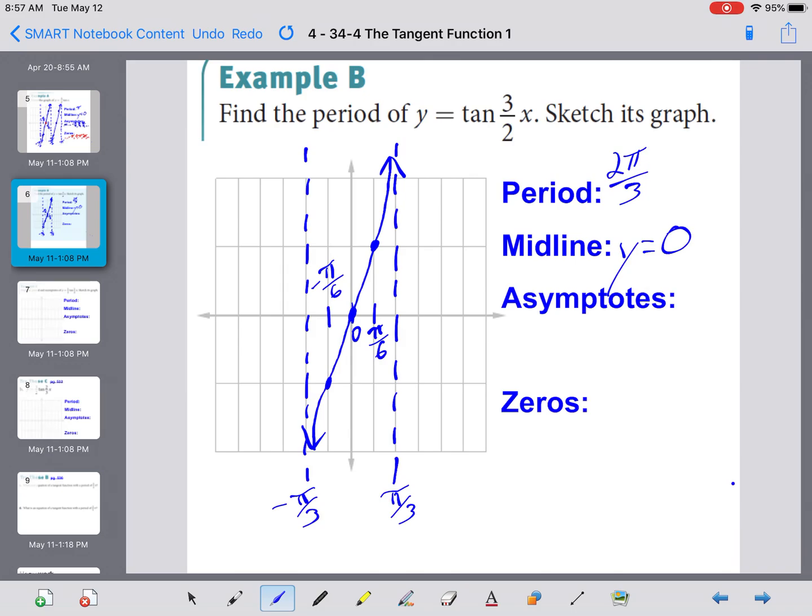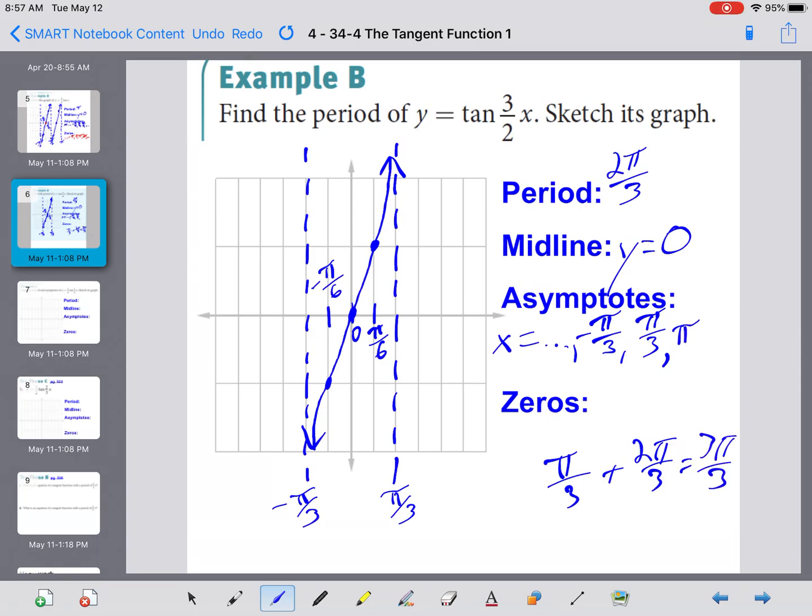Okay, asymptotes then. Let's label the ones we have. We know x equals, there's millions before it, but the first one we have labeled is negative pi over 3. We also then have positive pi over 3. We could keep going if we add another period. So pi over 3 plus a period of 2 pi over 3 gives me 3 pi over 3. So I know the next asymptote's at pi, and they keep going.